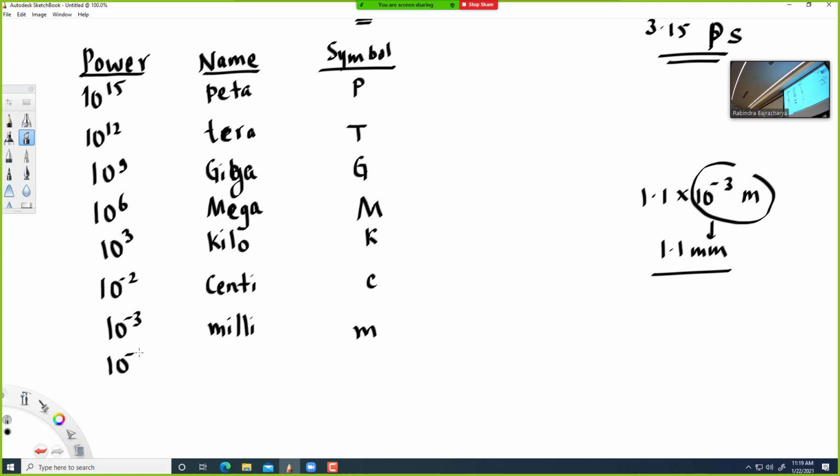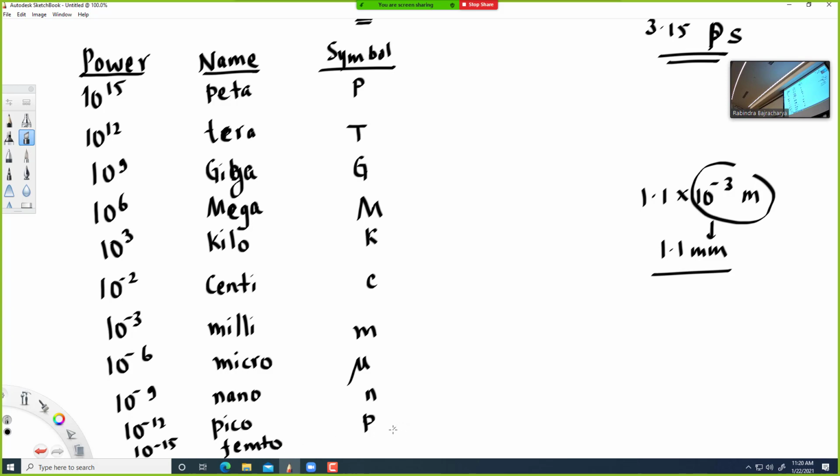If you have 10 to negative 6, you can write micro for that. It's the Greek letter mu. 10 to negative 9 is nano, small n. 10 to negative 12 is pico, small p. And 10 to negative 15 is femto, small f.